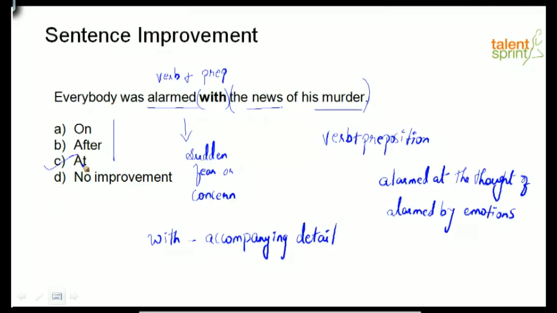Everybody was alarmed at the news of his murder, not on or not after. After is logical, but in the context we're talking about that specific news. So like I said, when I am practicing spot the error, sentence improvement is just another variation of that, which still requires me to have basic knowledge of grammar. Let's look at one more question type which comes into play when we focus on spot the error.